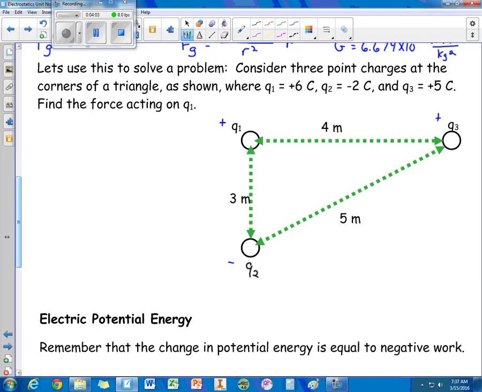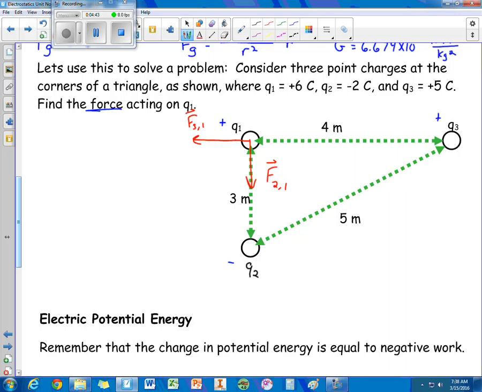What we want to do is find the force acting on charge Q1. Well, looking at this, Q1 and Q2 are oppositely charged. So if I'm looking at Q1, that means that there's a force that's attracting it to Q2. And I'll call that the force 2,1. It's a force because of particle 2 acting on particle 1. Between Q1 and Q3, I see they're both positive, so they're going to repel each other. So there's going to be a force that pushes this way. I'm going to call this F3,1.